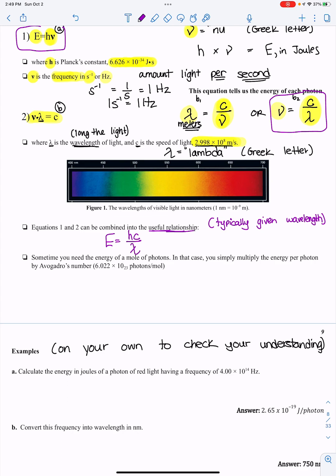And I'm still calculating E, energy. This gives me energy in joules. h is 6.626 times 10 to the minus 34th joules times seconds. c is the speed of light, typically 2.998 times 10 to the 8th meters per second. Wavelength has to be in meters, like I mentioned earlier. Now I have a little conversion here. The wavelength of visible light is typically given in nanometers, so another conversion: 1 nanometer is 10 to the minus 9th meter.